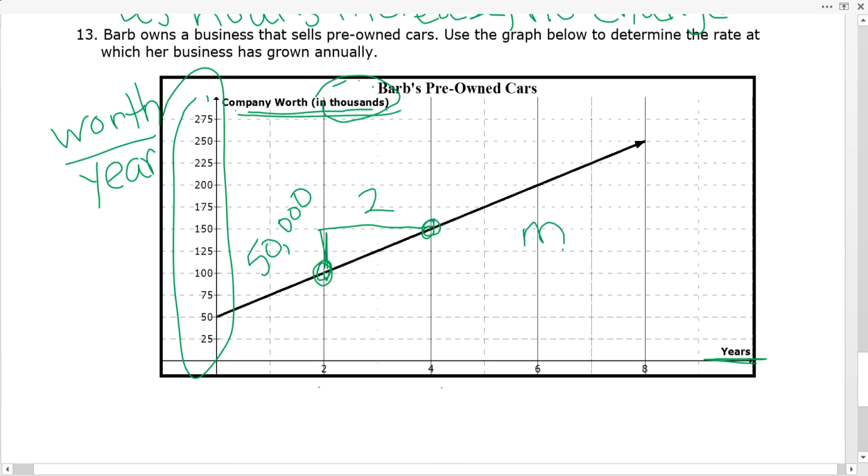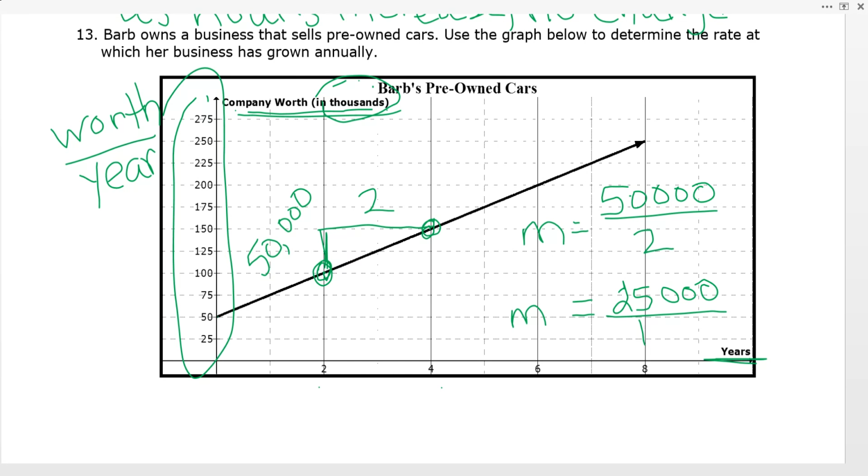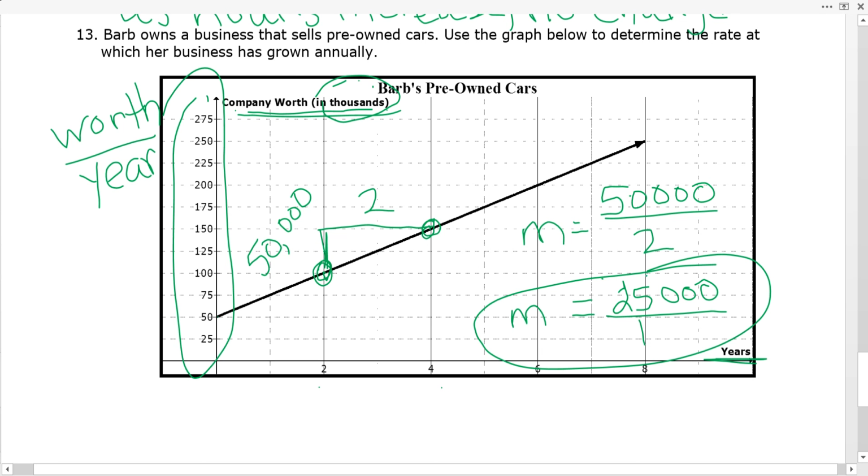So my slope is going to be 50,000 over 2 years, which is going to be equal to, when I simplify, 1 year, and half of 50,000 is going to be $25,000. So that tells me that every year her business was worth $25,000 more. Okay, so this is the rate at which her business grows, $25,000 per year. We also call that a unit rate. Remember those? You did unit rate before.